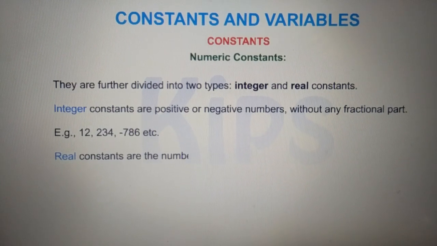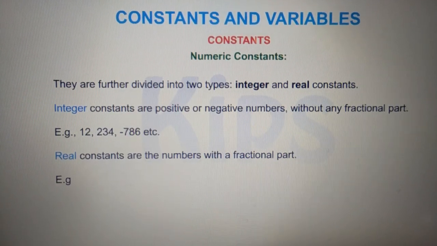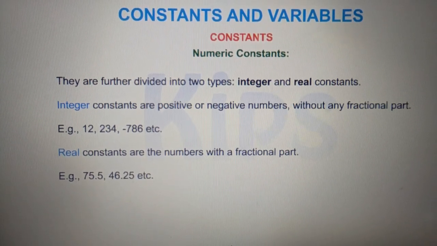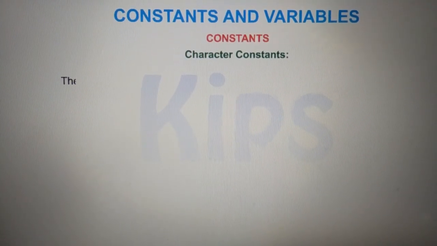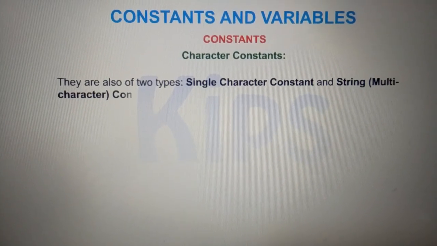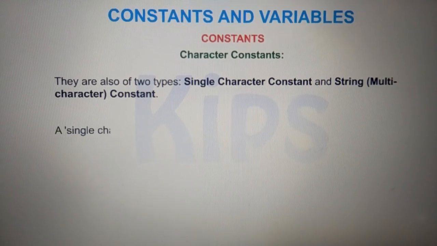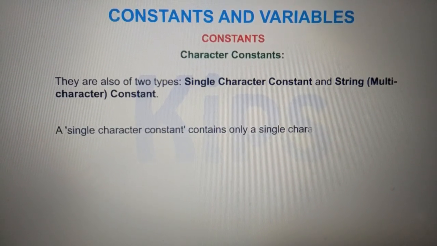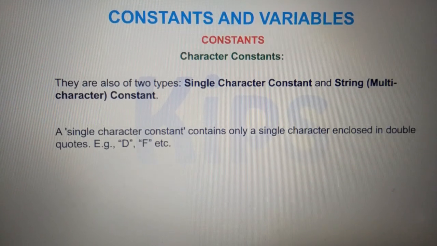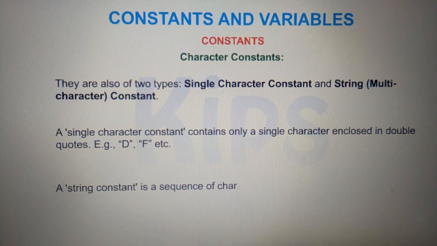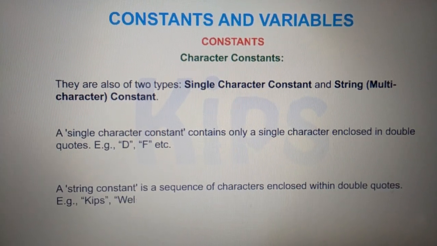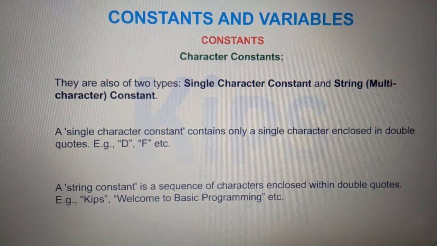Real constants are the numbers with a fractional part. For example, 75.5, 46.25, etc. Character constants are also of two types: single character constant and string or multi-character constant. A single character constant contains only a single character enclosed in double quotes. Example, "D", "F", etc. A string constant is a sequence of characters enclosed within double quotes. Example, "KIPS", "Welcome to BASIC programming", etc.